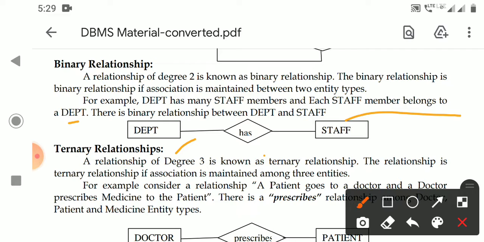So there is a binary relationship between department and staff because there are only two entities participating in the relationship. This is a binary relationship.